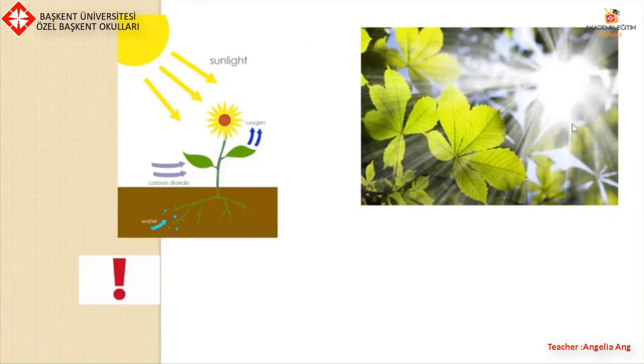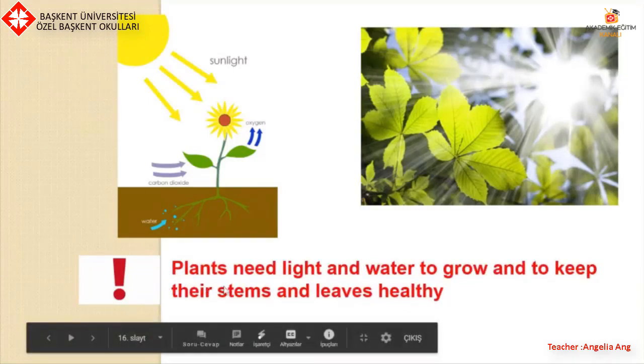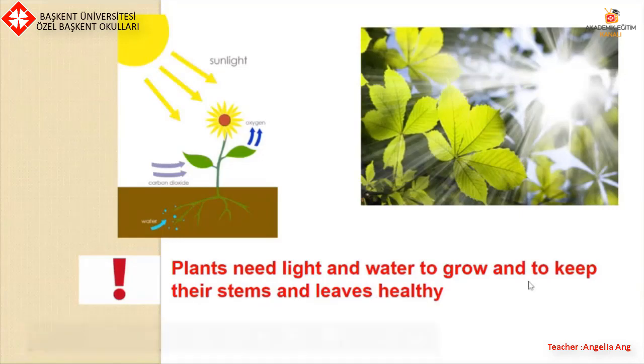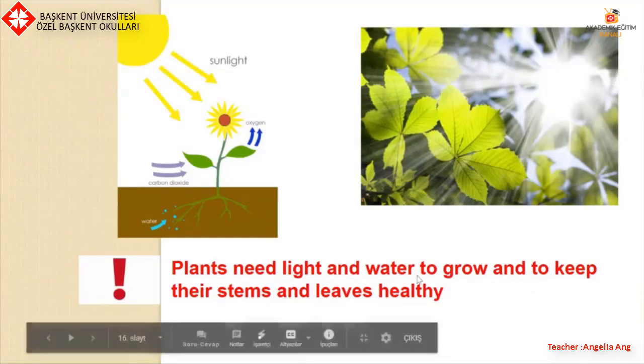Look at these pictures. The light from the sun is the food for the plants. Therefore, always remember, plants need light and water to grow and to keep their stems and leaves healthy.